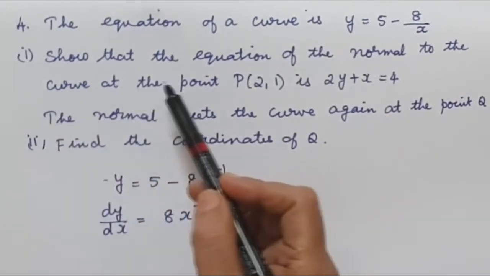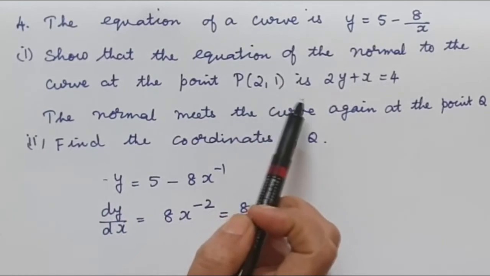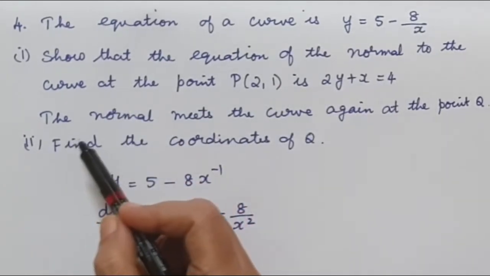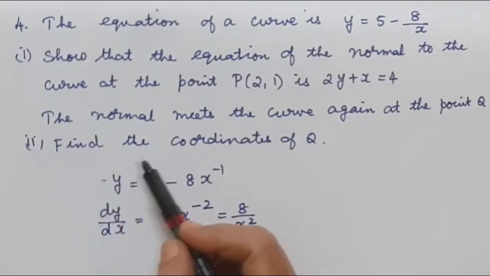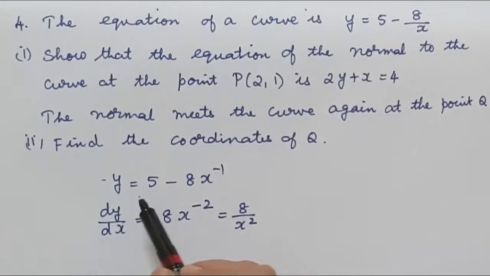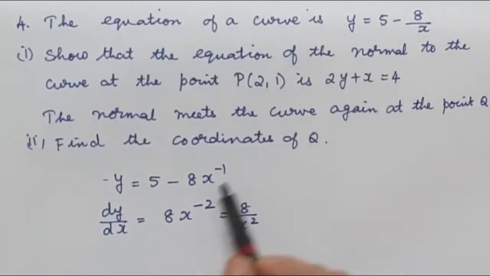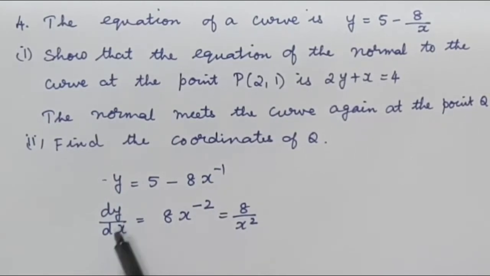First part, show that the equation of the normal to the curve at the point P(2, 1) is 2y plus x equal to 4. The normal meets the curve again at the point Q. Find the coordinates of Q. Now we are given the equation y equal to 5 minus 8 over x, which can be written as 5 minus 8x to the power of minus 1. So dy by dx will be equal to this.